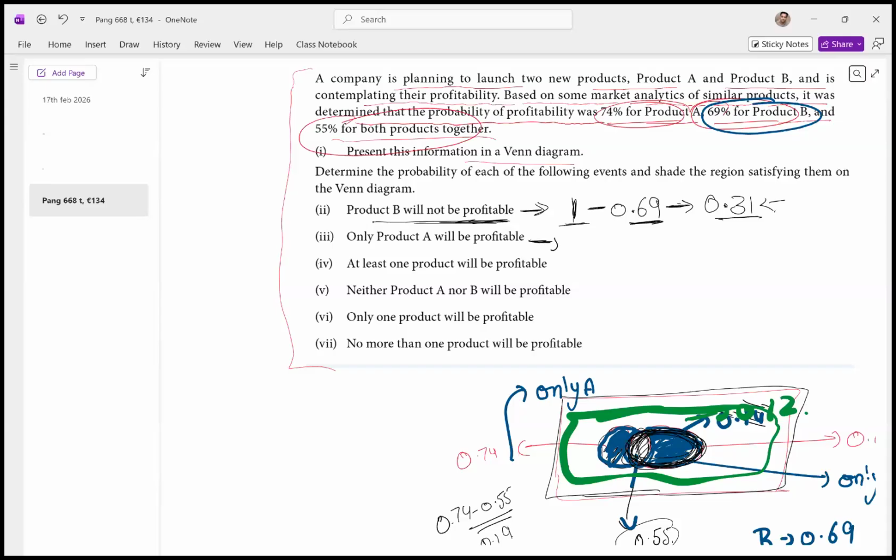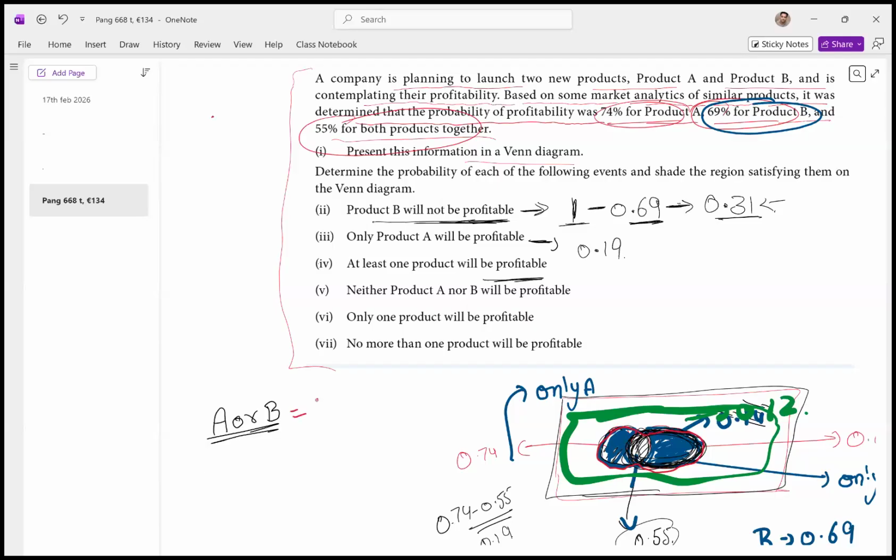And only product A is profitable. I think you guessed it right. That is 0.19, we've already done that. And at least one of the products is profitable means A or B, at least one of them is profitable. So this whole section, let me again change the color, and let me thicken up the pencil. This whole section, A or B.